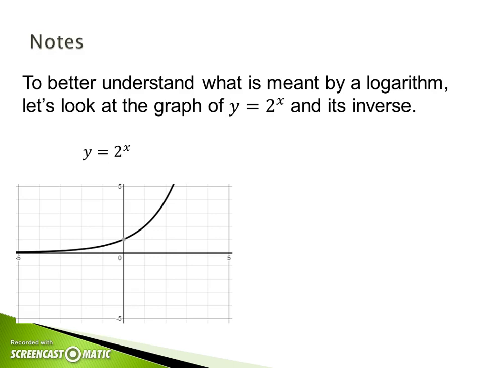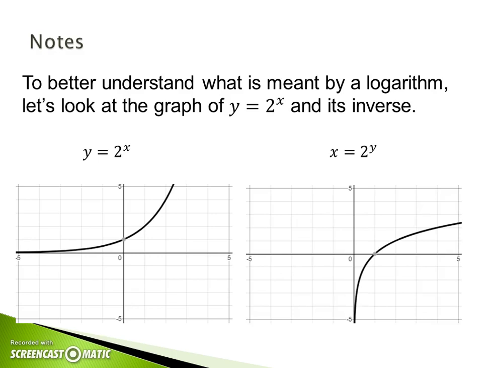If we reflect it to find its inverse, reflected over y equals x, we get a graph. If we do the inverse, it's x equals 2 to the y, and here's our graph. So this is what the inverse looks like. So this is a logarithmic. Notice the asymptote change. Now the y-axis is our asymptote instead of the x-axis, and our range is all real numbers. Okay, so that on the right is a logarithm, but we don't use x equals 2 to the y.